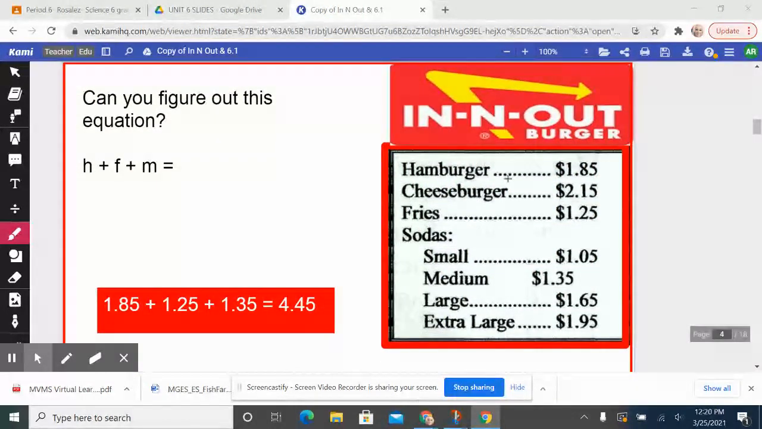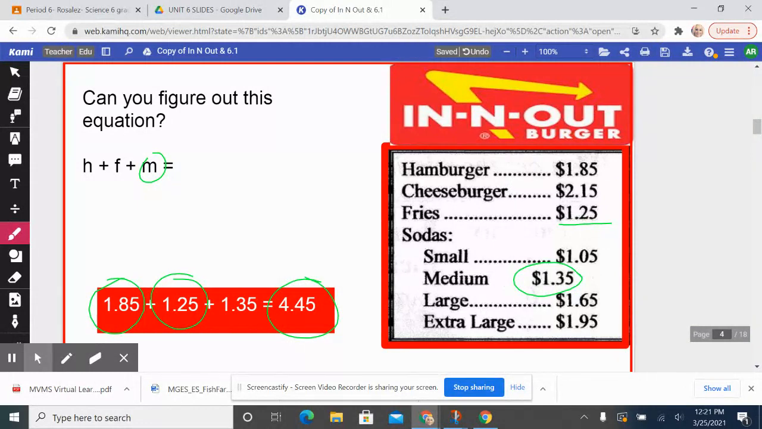Okay, so we will start with this little In-N-Out thing that I created. Can you figure out this equation? So we have H plus F plus M. So if you look at this In-N-Out menu, what you can do is you can look at the hamburger. Hamburger stands for H, and it's $1.85. So notice I put $1.85 right here. Okay, and then I have the F is fries, right? That's $1.25. So we would add up that. And then we have $1.35. That's the M or the medium drink, right? And if I add those up, I get a total.